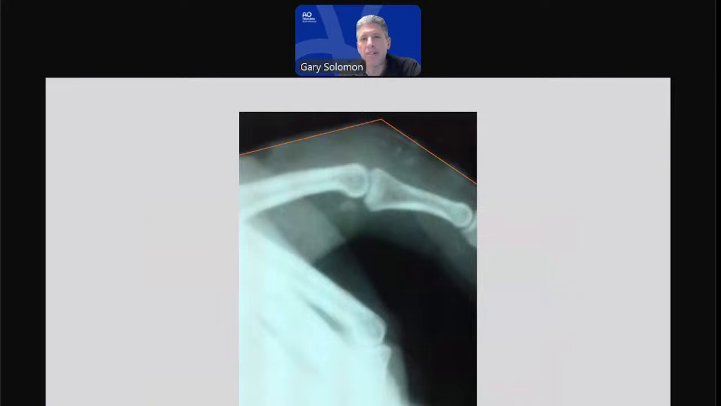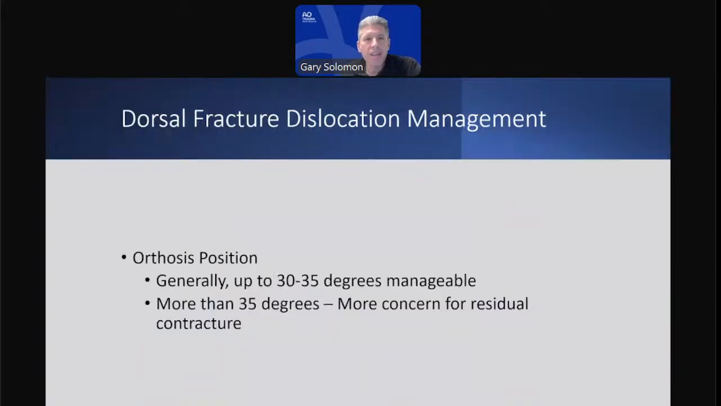Same with this one, again a very swollen finger, and it was hard to get it to stay reduced. It's always good to get an x-ray right after you put the dorsal block on, to make sure you're good, rather than send them home, follow up in 2 weeks, and find out it wasn't perfect at the time. For the orthosis position, about 30 to 35 degrees of dorsal block is manageable. More than that, you're pretty much set up for some sort of residual PIP contracture.